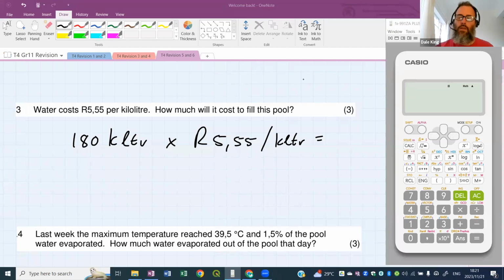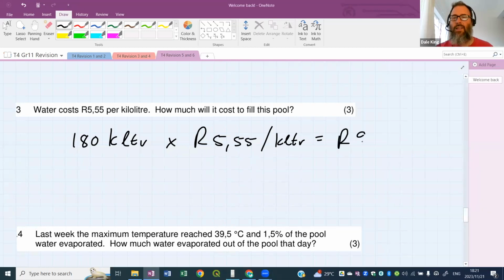Tato, 180 times 5.55. Whoopsie, what's going on? Why is my calculator not working? 180 times 5.55, please. 999. Exactly 999. Wow. Exactly 999 rand. Good. Yes. Easy, easy, easy. Nice and easy.